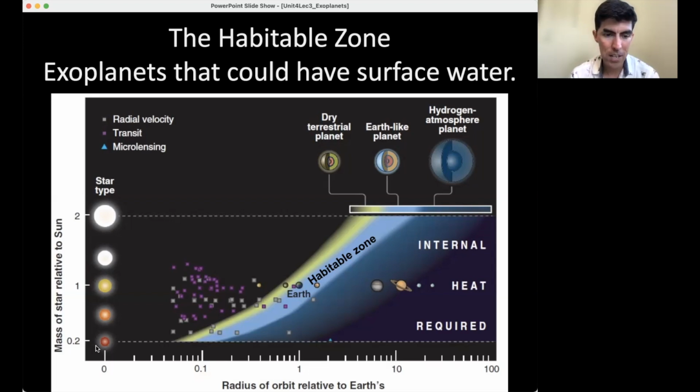So in this chart, we see different sizes of stars, and then we see different pathways for the habitable zone. For larger stars, the habitable zone can be further away. For smaller stars, the habitable zone is much closer. And here is a scattering of the different planets that we have found. And some of them do in fact exist within the habitable zone.